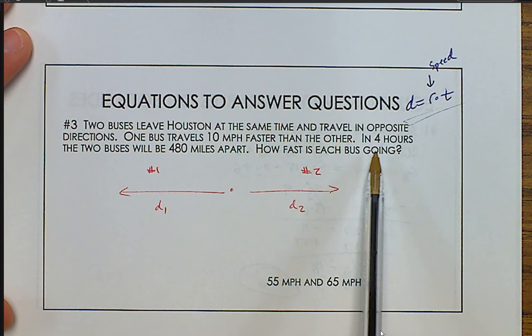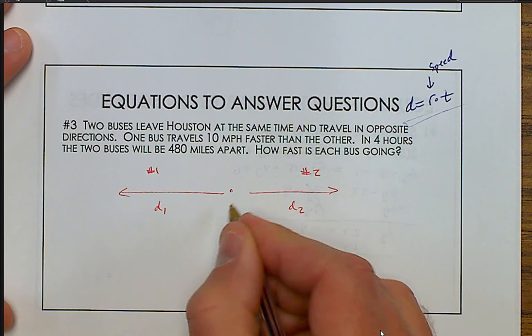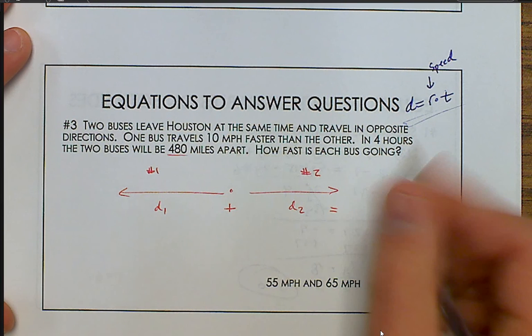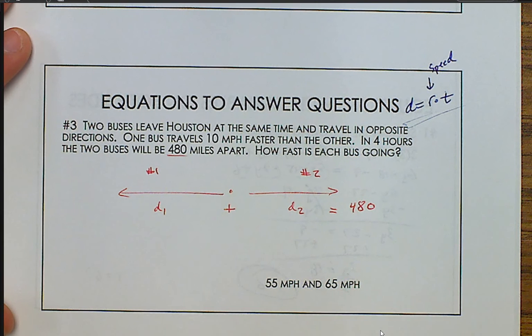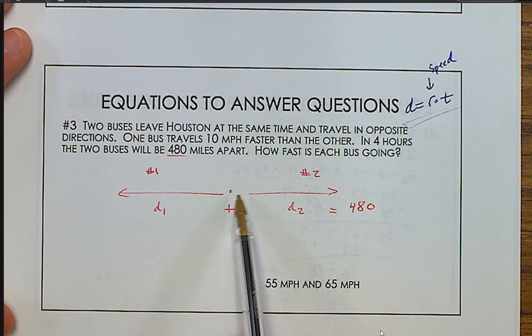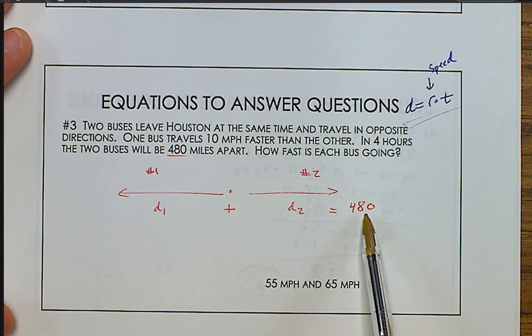They're traveling in opposite directions, but if I take the 2 distances and add them together, I know I'm going to have 480 miles between them, right? If they started here and bus 1 went west and bus 2 went east, I know that after 4 hours, if I add up their distances, they're going to be 480 miles apart.